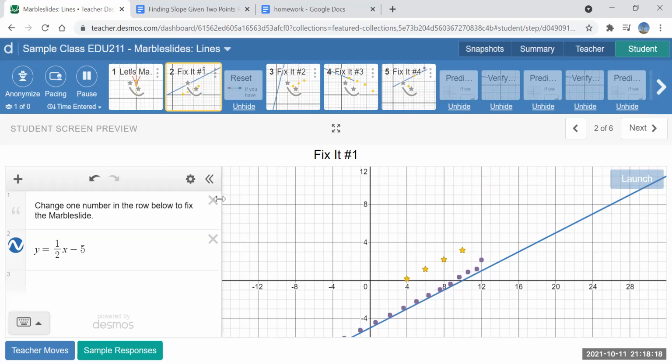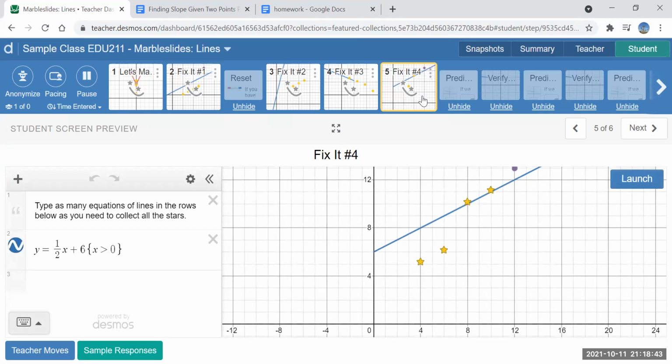Oh, I still missed the marbles. So what you guys are going to do is go through each of these problems and change the equation to try to make it go through these stars. And so when you're finished with that, I'll be able to check each of your screens. So this will be a graded assignment. But yeah, with that, have fun with it.